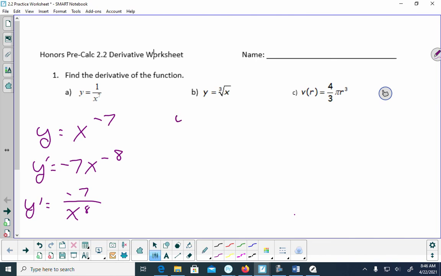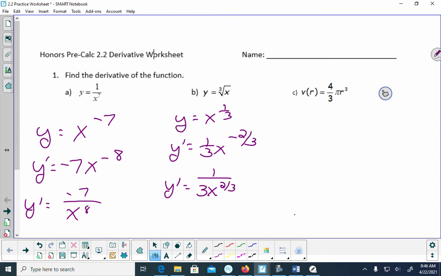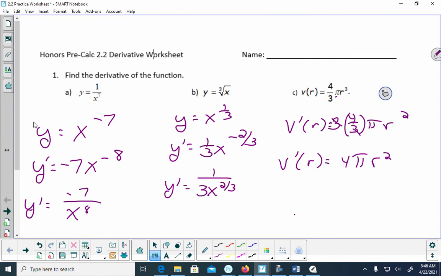Number 2, or B, I'm going to rewrite as x to the 1/3 power. Now I'm going to multiply by the power, reduce the power by 1, and finally rewrite as a positive exponent. And C, remember pi is a constant. So when I go to take the derivative of this, I'm going to do 4/3 pi and then multiply by the power, which I'm going to multiply by 3 and reduce the power by 1. Here the 3's will simplify, and I'm left with 4 pi r squared, and that's the derivative.